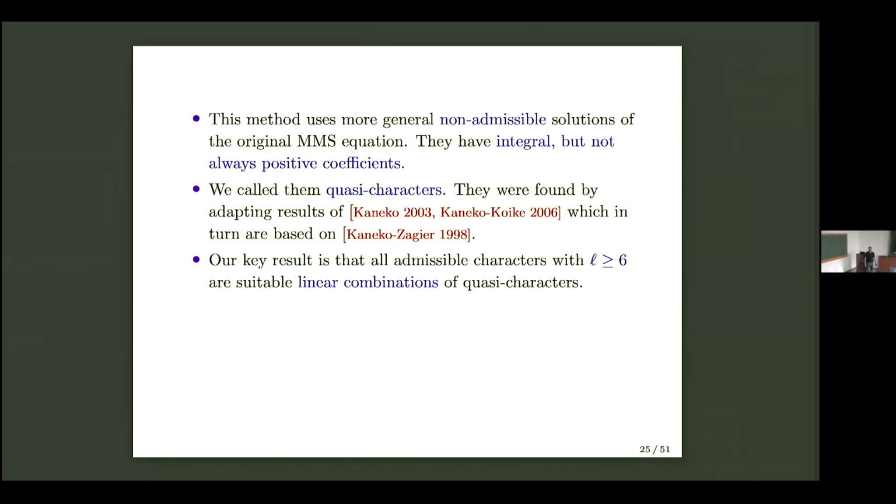And it's a big puzzle why that happens. How many such solutions? There's one infinite family for every theory that we found, and I'll show it to you in a minute. And our key result is that once you know these quasi-characters, these non-admissible solutions, you can take linear combinations of them and you'll generate all admissible characters with L greater than or equal to 6.